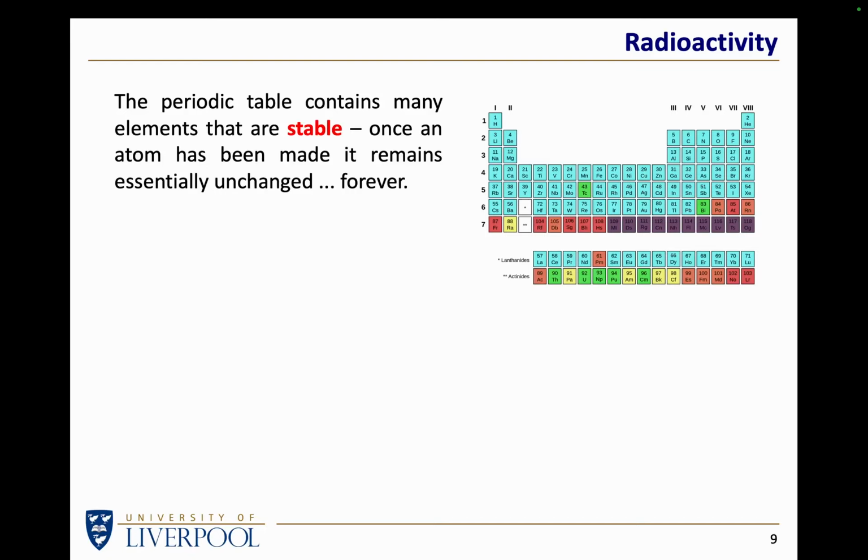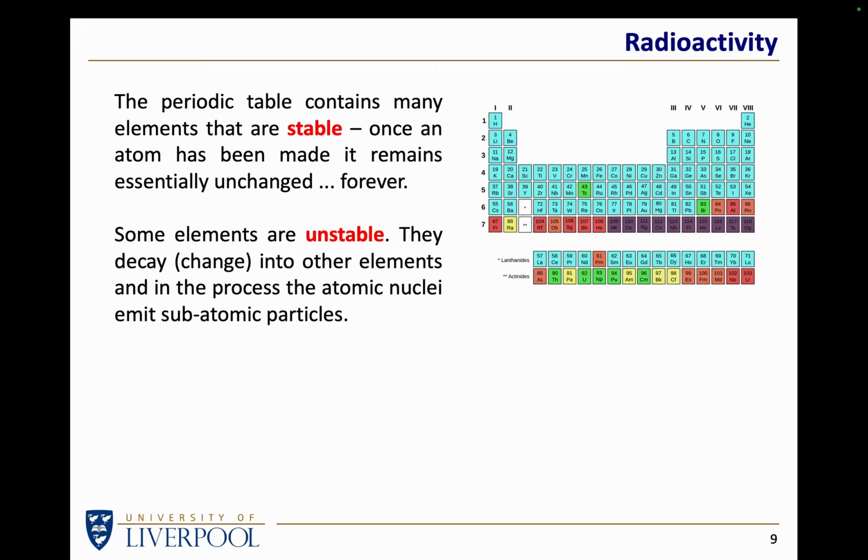If we look at all of the 100 or so elements in the periodic table, some of them are stable in the sense that once you make an atom, that particular atom remains essentially unchanged forever. Whereas there are some elements in the periodic table that are unstable. Once they are made, they don't like being what they are. They want to change into something else. They want to move from one place in the periodic table to a different place. Physicists talk about an element or an atom decaying into another atom or another element.